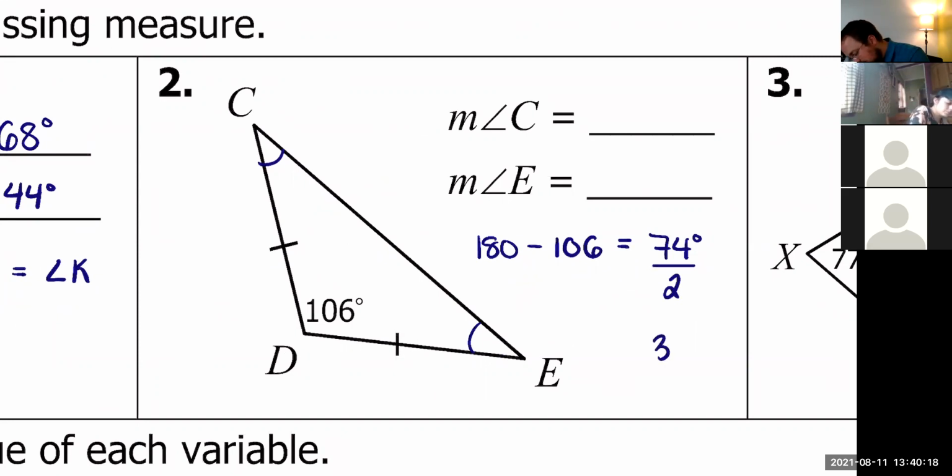So 37 degrees. So both of these would have to be 37 degrees. And if you're ever unsure, do a quick check. Do 106 plus 37 plus 37. You should get your 106.